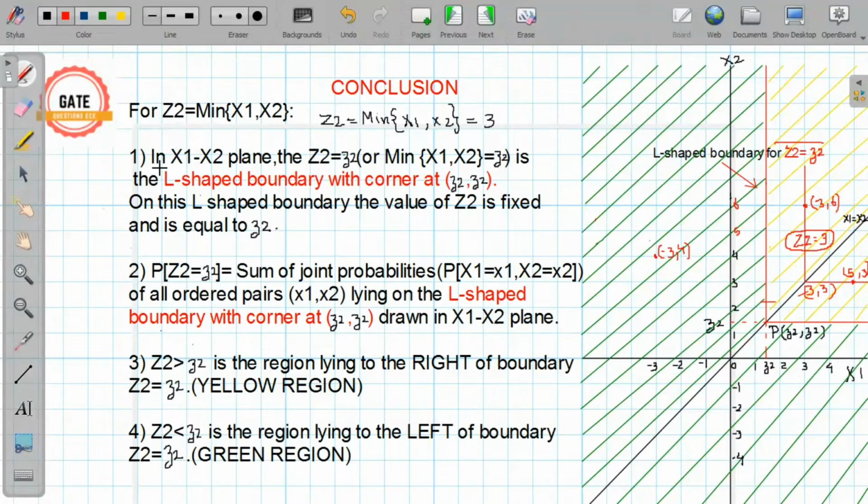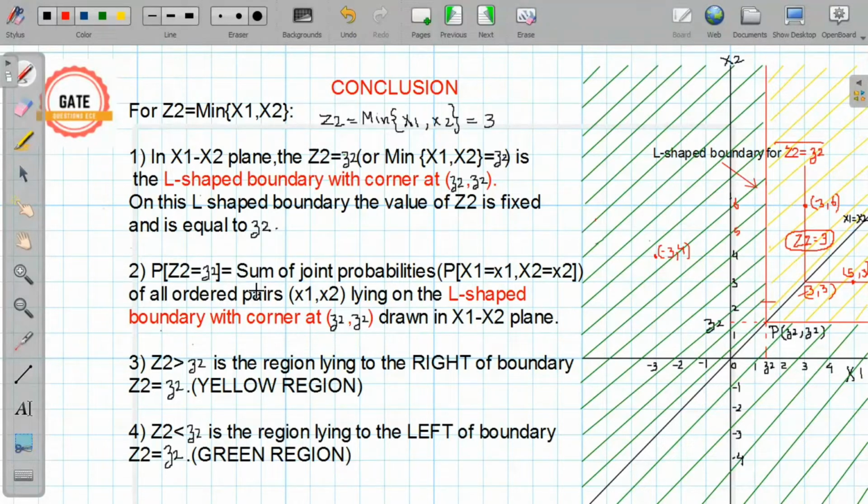Now I will read it. In this x1 x2 plane, capital Z2 is equal to small z2 is the L-shaped boundary with corner at small z2, small z2. So capital Z2 is equal to small z2 corresponds to this L-shaped boundary in this x1 x2 plane whose corner is at small z2, small z2. And on this L-shaped boundary, capital Z2 is fixed and its value is small z2. So this is some fixed value.